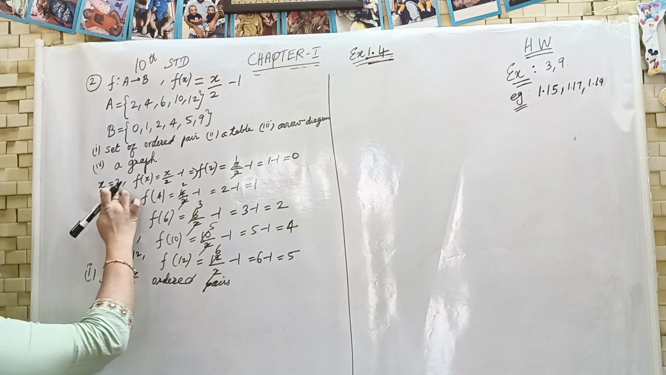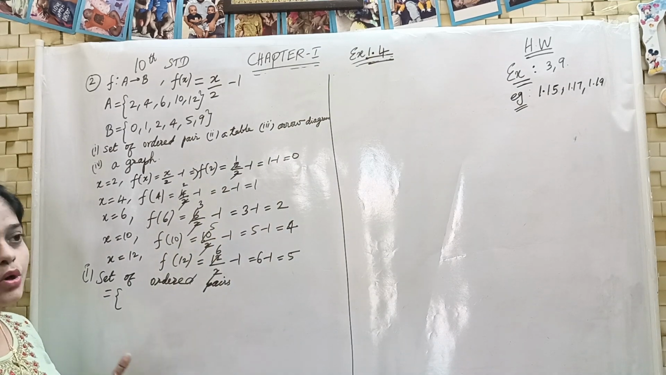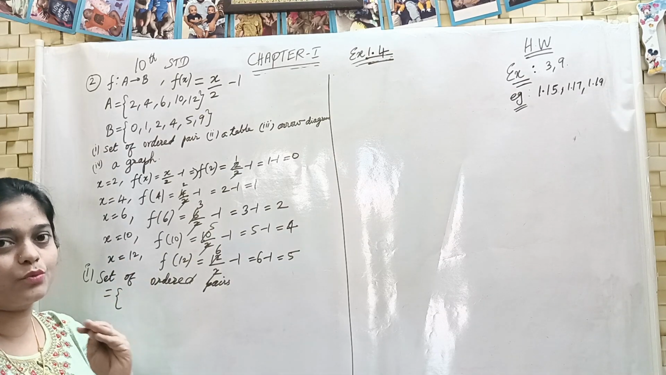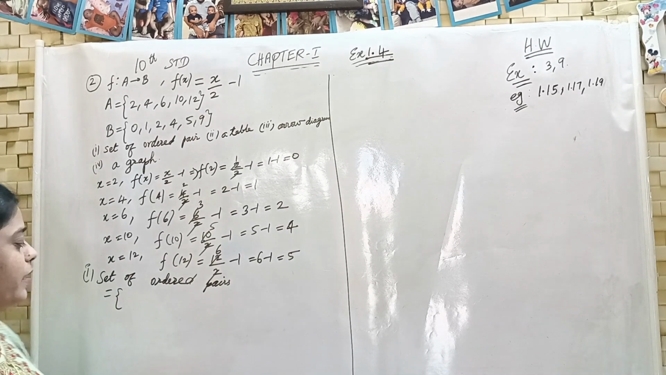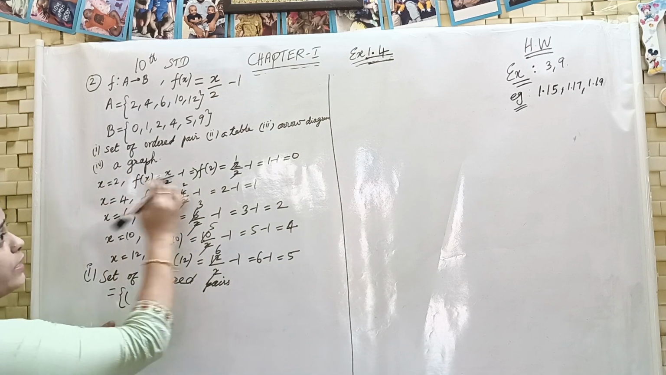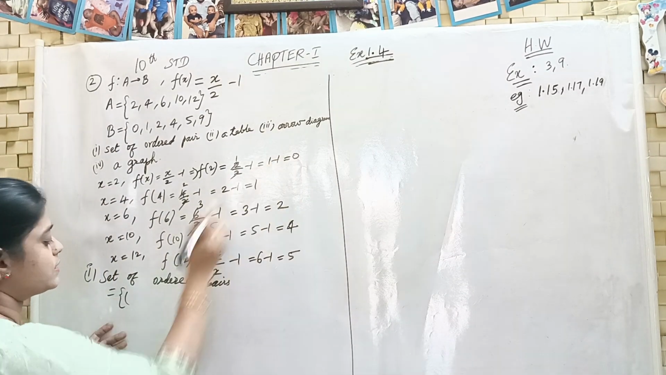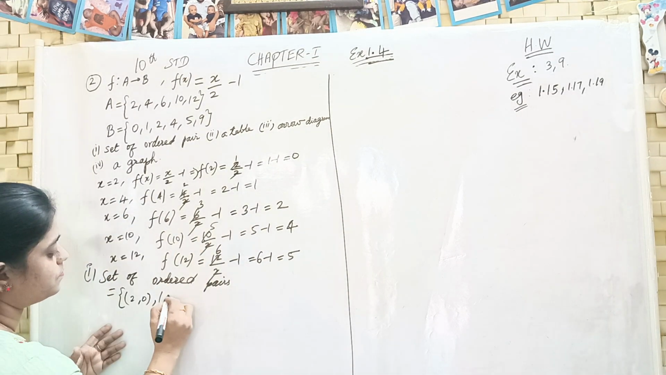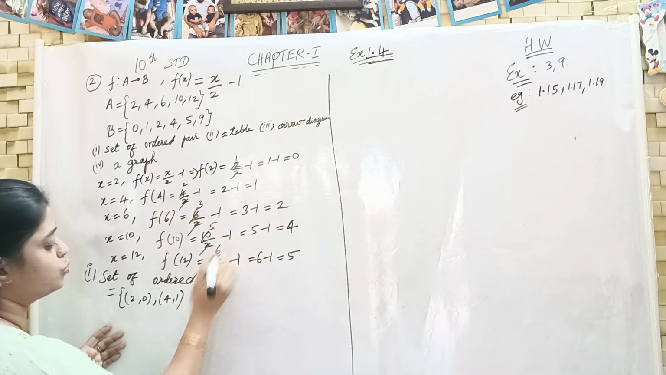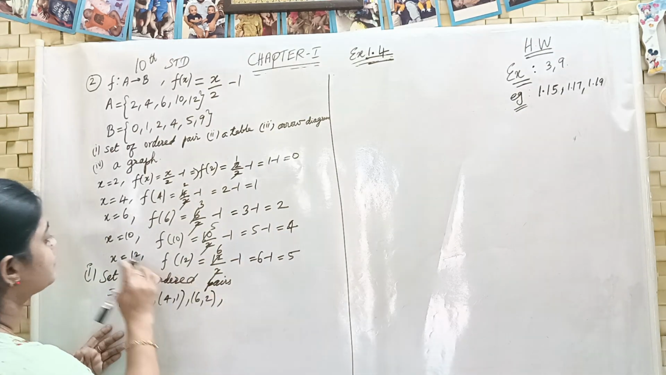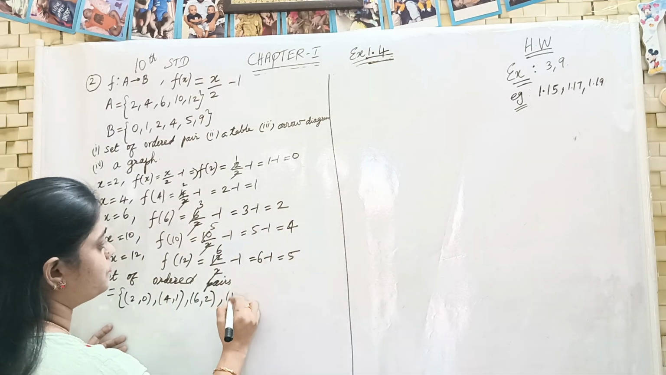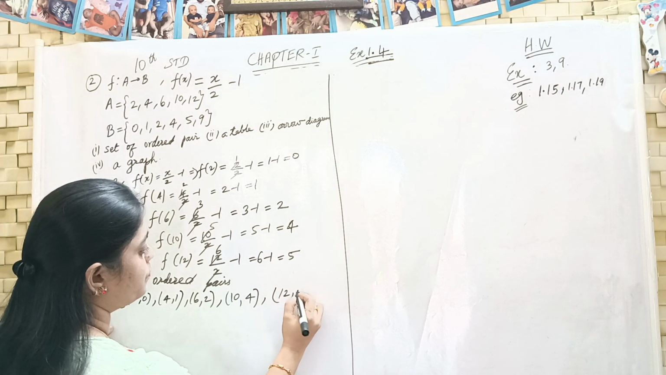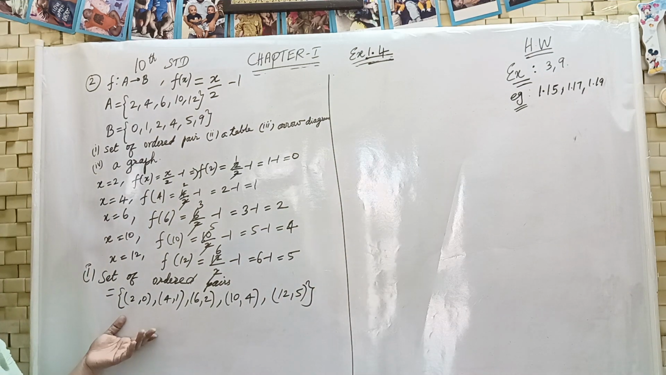ordered pair என்பது 2 comma 0 மாதிரி point shape எழுதுறது தான். First is x value, next is y, bracket comma எல்லாம் போட்டு எழுதுறது தான் ordered pair. So it is your x value 2 means your f of x is, that is y. So y is 0. So 2 comma 0, 4 comma 1, 6 comma 2, 10 comma 4, 12 comma 5. This is the set of ordered pair.